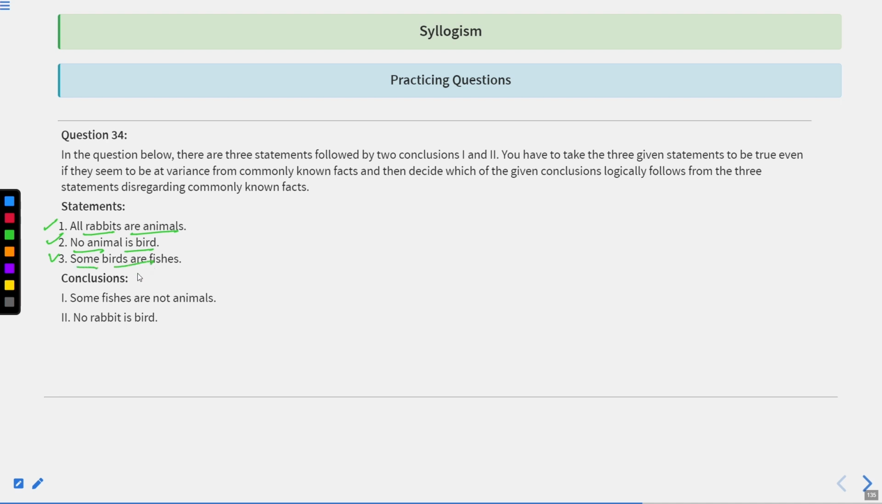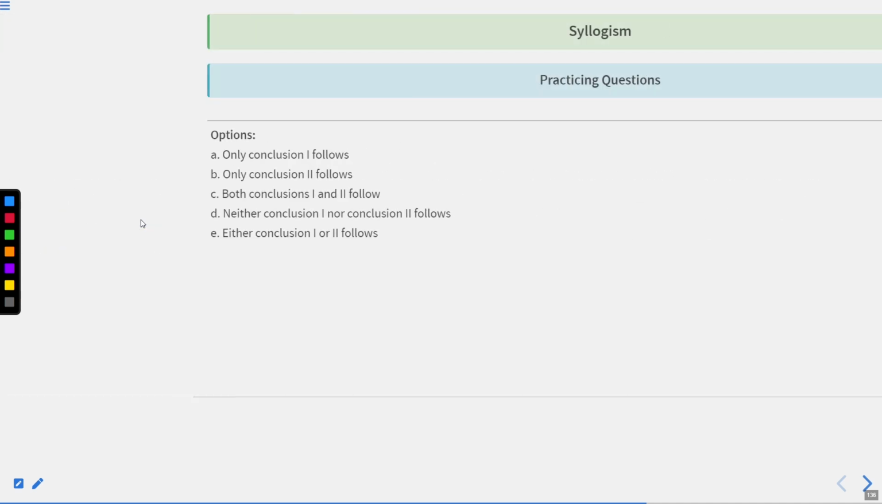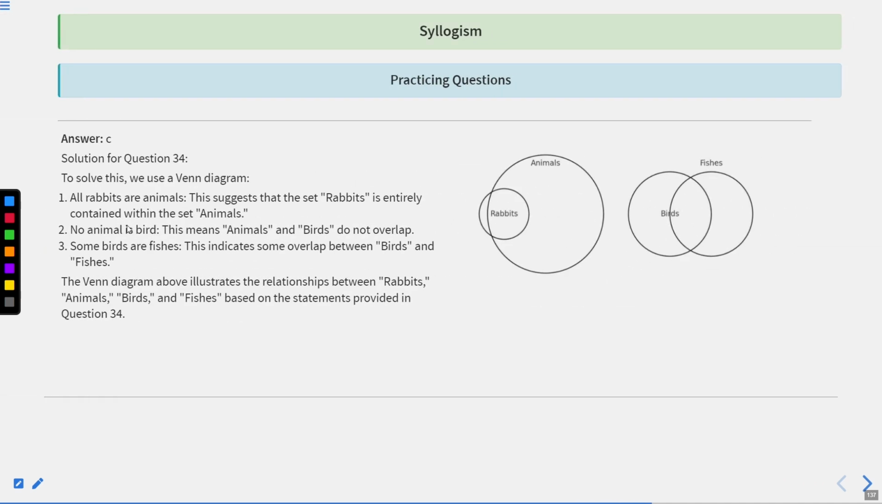Very easy question. I suppose you all will be able to draw the Venn diagram. Your 10 seconds to draw the Venn diagram starts now. So my dear students, I suppose you have already drawn the Venn diagram. Let's try to figure out what should be the correct explanation of this Venn diagram.